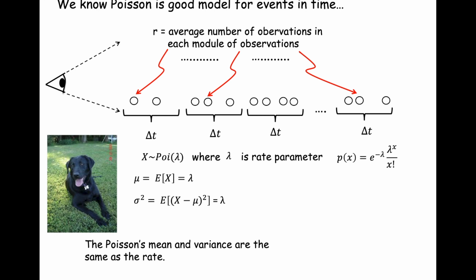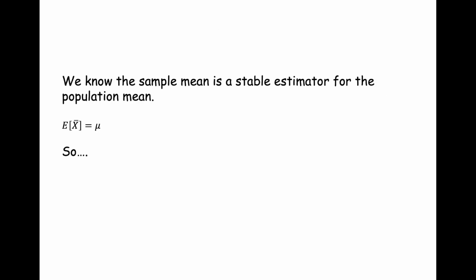So now, given a system like we had in the previous slide, you have actual counts of number of people or customers coming into a store. So if you know that the sample mean is a stable estimator for the population mean, and we've proven that throughout the course of the semester, we know that the expectation of x bar is equal to mu. So what does that mean? It means that now you can replace everywhere you see that population mean, you can replace it with x bar.